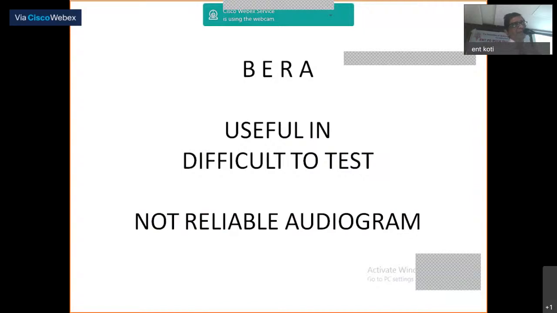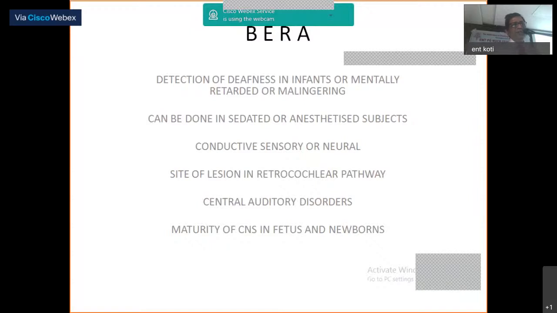Brainstem evoked response audiometry is usually difficult to test by behavioral audiometry because of subjective issues. You can do it in objective audiometry. Some patients malingerize. You can pick them up with BERA, you get the recordings. When there is a not reliable audiogram, you have to go for BERA. It is used for detection of deafness in infants or mentally retarded, or monitoring, can be done in sedated or anesthetized patients. So that's an advantage in infants. You sedate them and then you do the recordings.